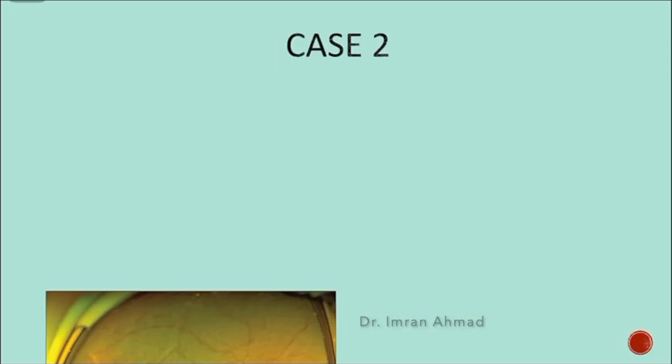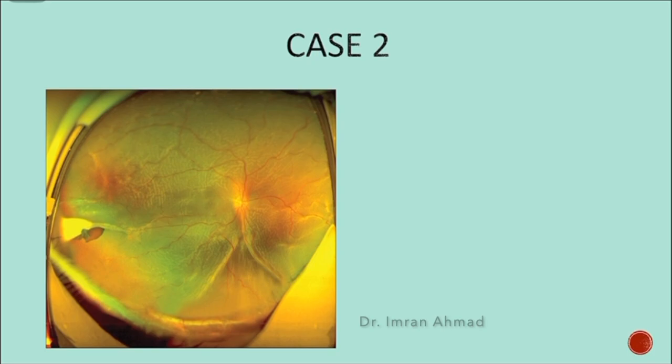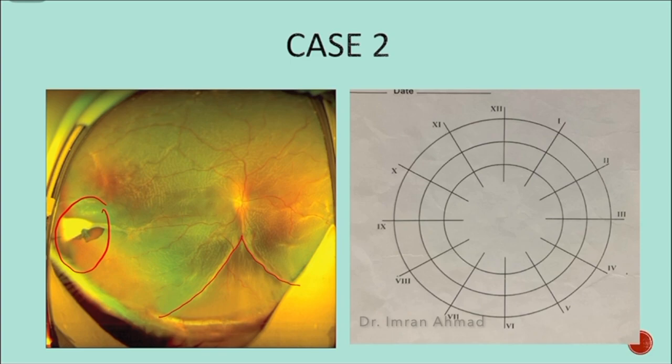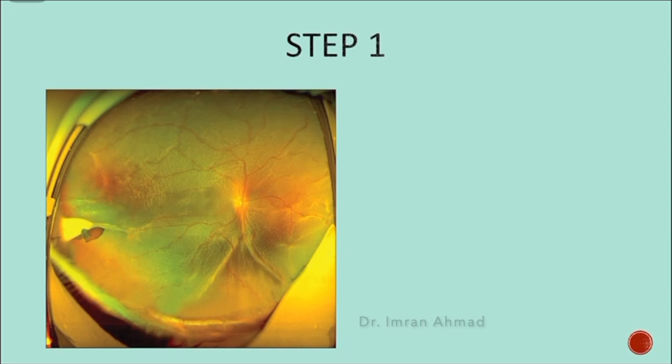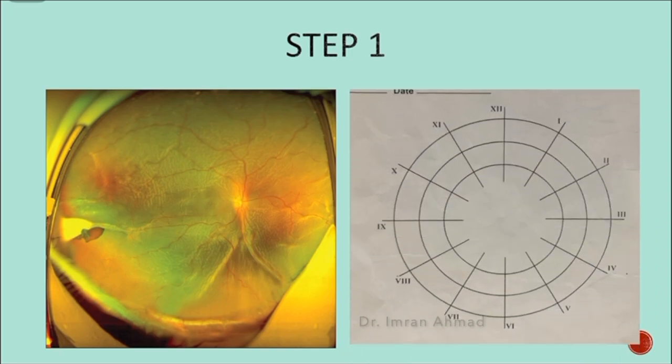Case 2. In this case, you can see here is a temporal break. Most of the retina is detached, that is a subtotal retinal detachment. There seems to be a superior small wedge-shaped area that is attached. Again, coming to the same principle, in step 1, we have to make it upside down. The 12 o'clock will go to the 6 o'clock, and the 6 o'clock will go to the 12 o'clock. That is step 1.